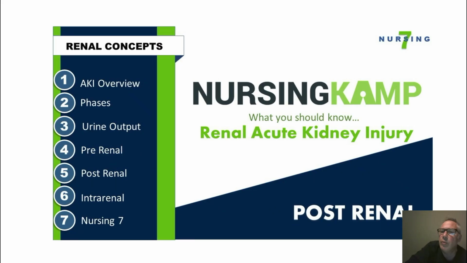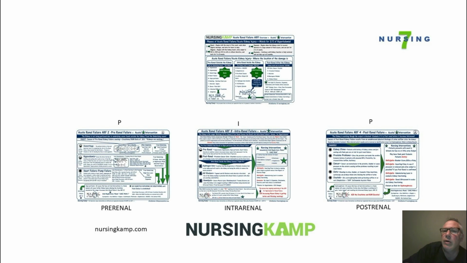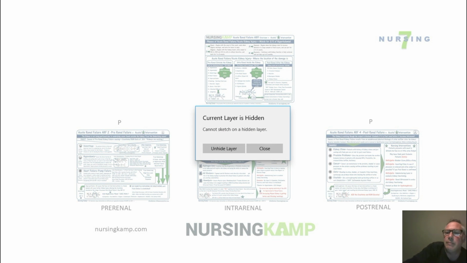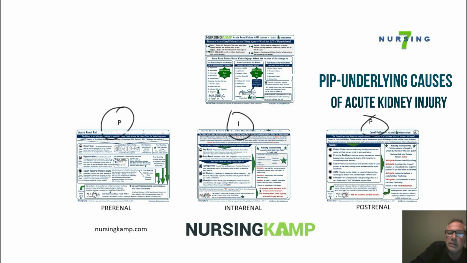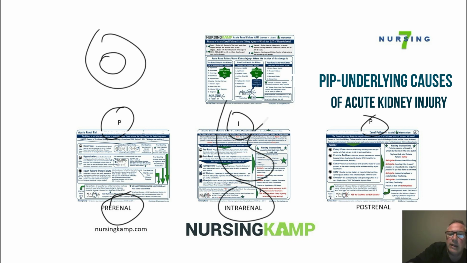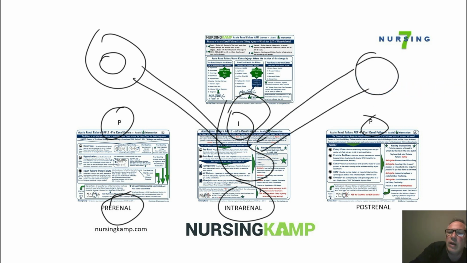Okay, we're going to talk about what you should know about renal acute kidney injury post-renal, and it's from my Nursing 7, where I cover the 7 most important things about renal failure, and we're covering this stage right here, which is called post-renal failure. We start off with a general study sheet where we cover all the renal conditions, and these conditions are separated into what's called PIP, P-I-P, which is basically pre-renal, before the kidney, intrarenal, inside the kidney, and then post-renal, after the kidney.